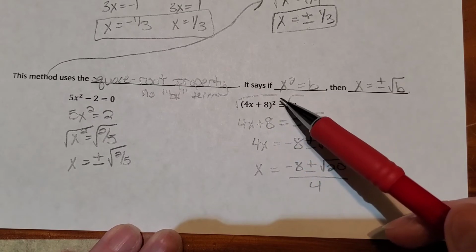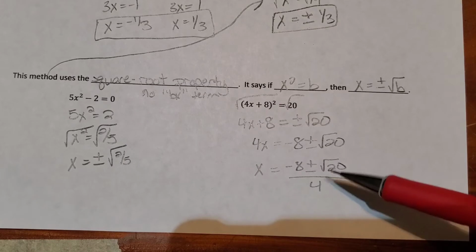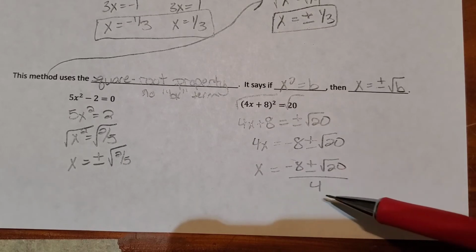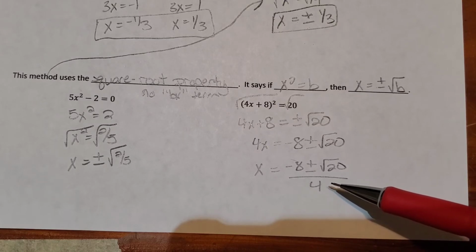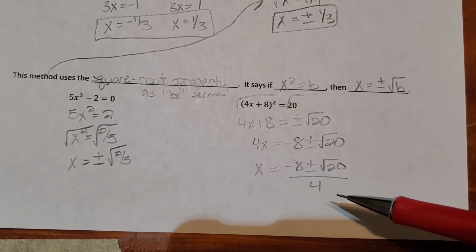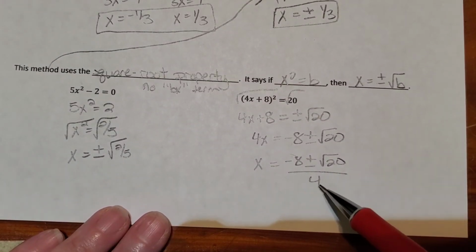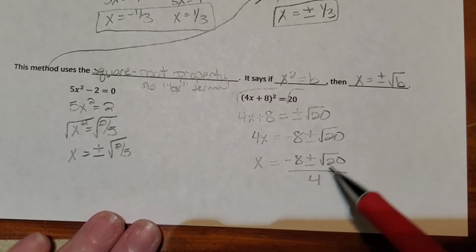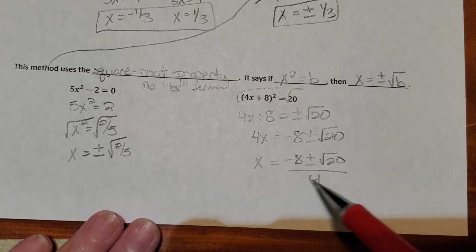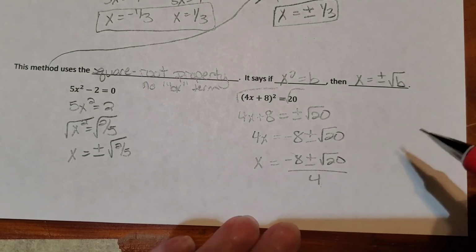Since it's something squared, we can take the square root of both sides and then solve from there. Now, these are your exact answers, except this is not simplified. It's not reduced. MyMathLab is going to want you to reduce your answers. So in order to reduce, we can't just reduce the 8 and the 4, because remember, the 4 is the denominator for the whole thing, for the 8 and for the square root of 20. It goes with both pieces. And so we have to reduce all 3 of them.